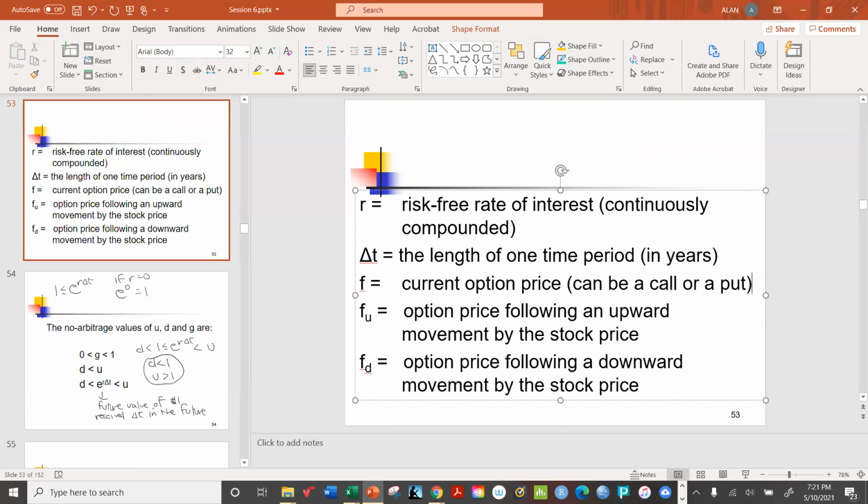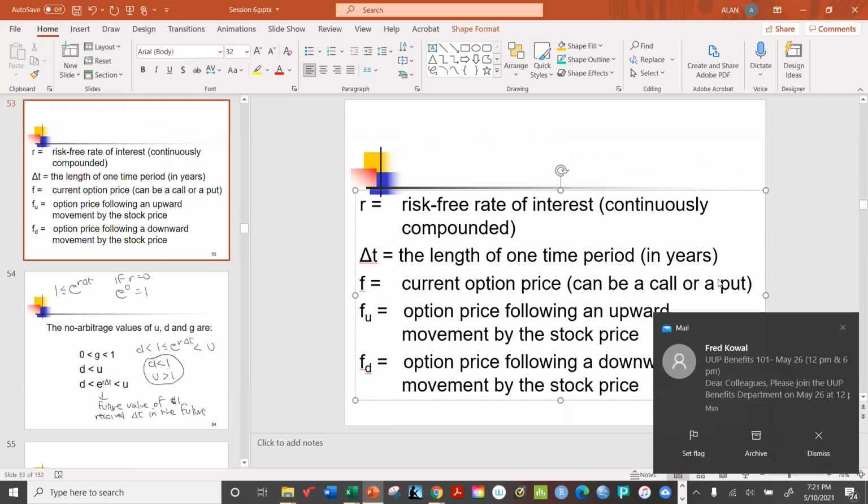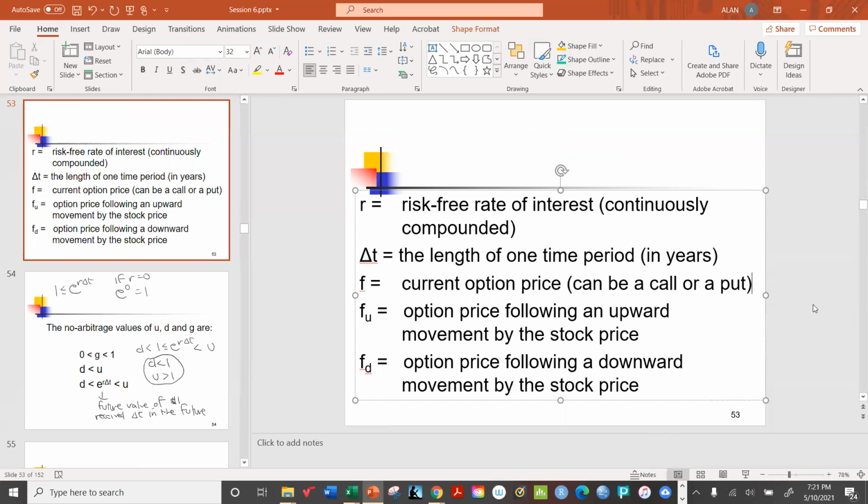It's a very clever idea, because C could be confused for other variables, like cash flow, and P could be confused for other variables like probability. So if it's understood that F means it's either a call or a put, that's the price of the option. Now, notation-wise, if the option price goes up 1 step, we're going to call that FU. The U is a subscript that means up. D, as you can see down here, means it goes down.